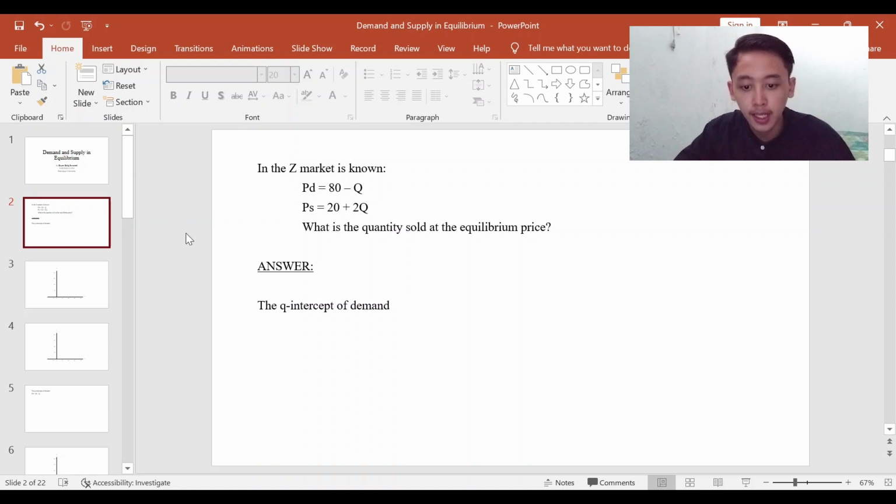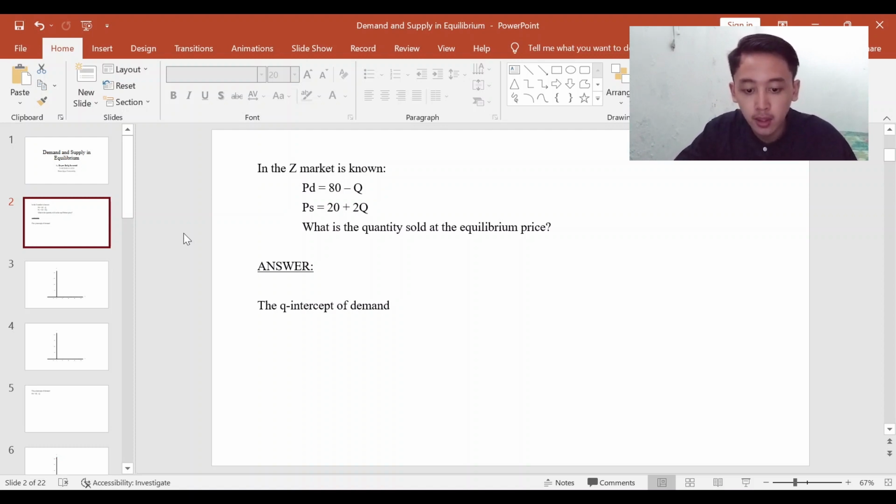We verified the demand equation, which we can see here: the price demanded is 80 minus Q. I've come up with the supply equation that we can combine with the demand equation in order to determine equilibrium. The price supplied can be represented by the equation 20 plus 2 times the quantity.